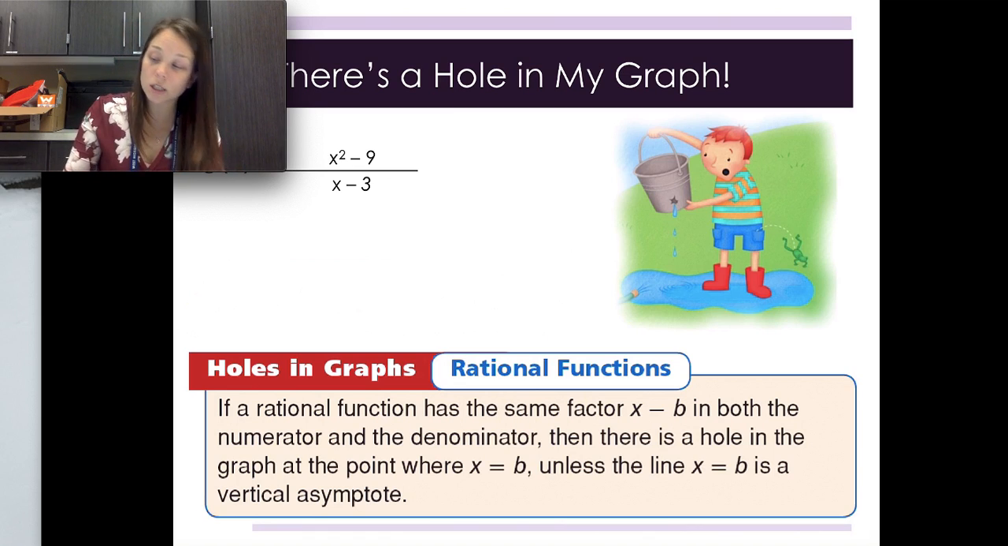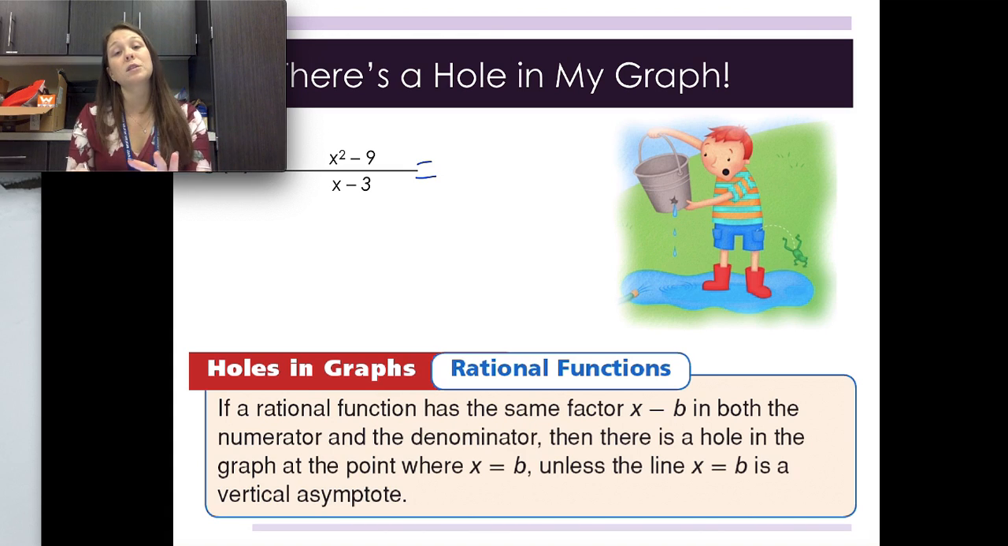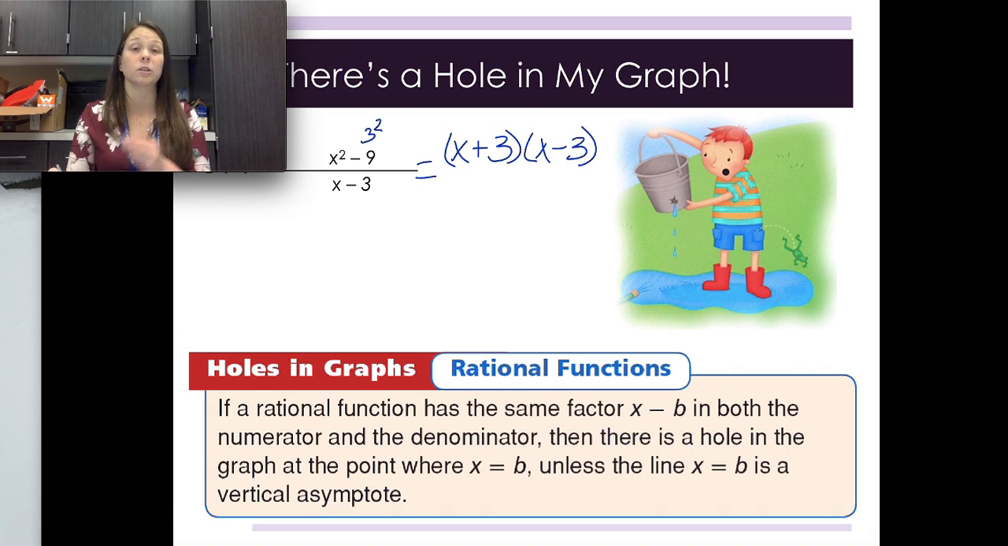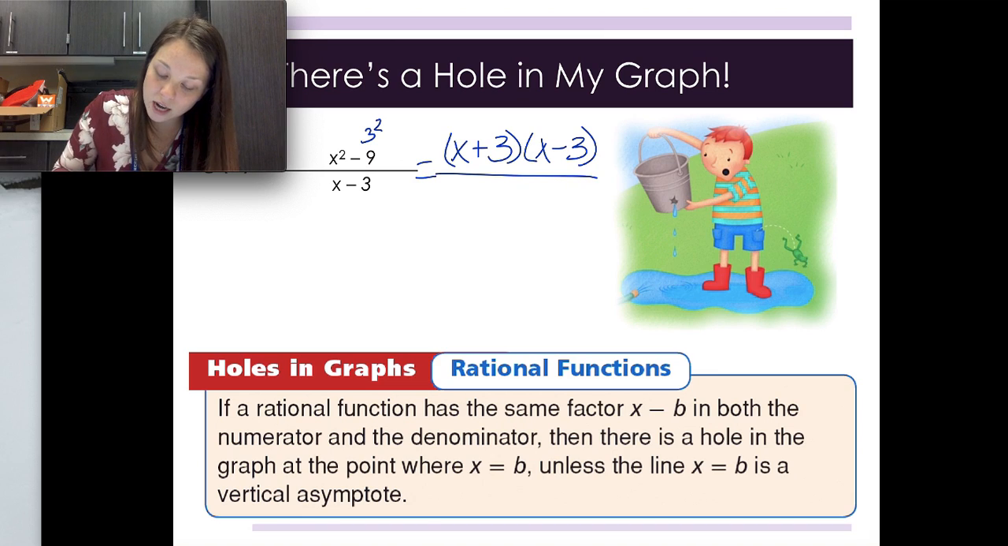So what this looks like algebraically when we have a hole is, if we look at this problem here, x squared minus 9 divided by x minus 3, we first need to factor the numerator. X squared minus 9, remember, is a difference of two squares problem, because that 9 is the same thing as 3 squared. So that means I can factor this into x plus 3 times x minus 3. So I would take the sum and the difference of the two perfect squares, the x and the 3. And then the denominator is x minus 3.